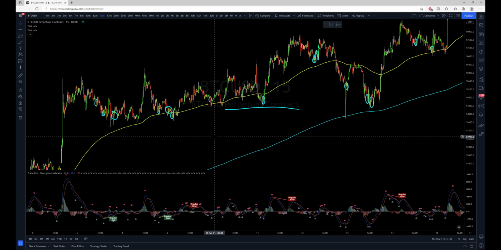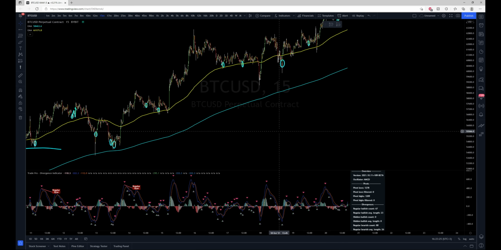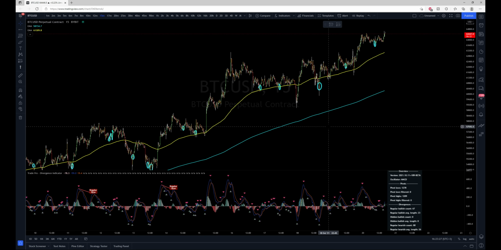So yeah, 15-minute, 10-minute, 5-minute, we're getting great entries on all of these time frames to join into the trend for a continuation move. And that is the strategy that I want you to use. There's many different ways to accomplish this goal, but I'll say it again.